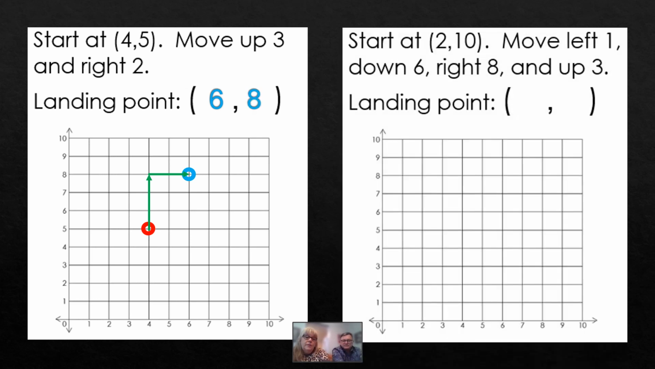That landing point is at walking to the 6, climbing to the 8. There you go. And the next one, I am starting at 2, 10. I move left 1, down 6, right 8, up 3. They could give any number of directions to find that landing point. And the landing point here is walk to the 9, climb to the 7. And students could trace that with a pencil too. Yes. Those directions. Yes.